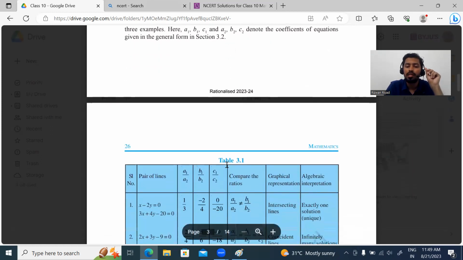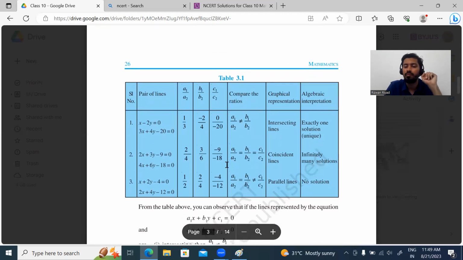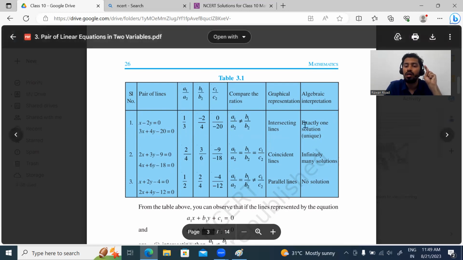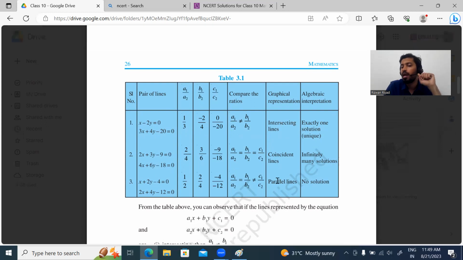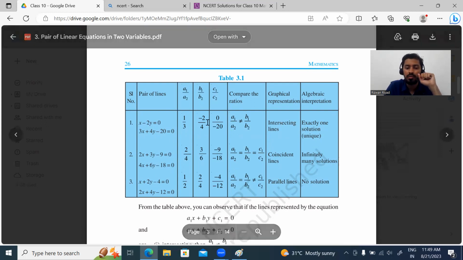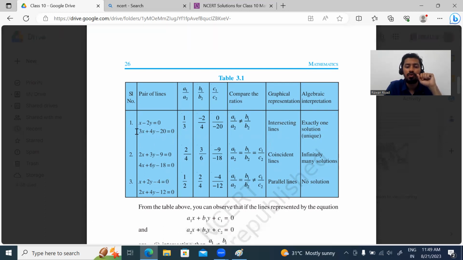Now let's discuss how we can find this even without drawing the graph. Drawing the graph I will explain later, but even without drawing the graph, we can understand whether a pair of linear equations is intersecting lines, coincident lines, or parallel lines by just looking at the coefficients. I will explain with this example. Look at the first pair of linear equations: x minus 2y equal to 0 and 3x plus 4y minus 20 equal to 0. This is a pair of linear equations in two variables, right?